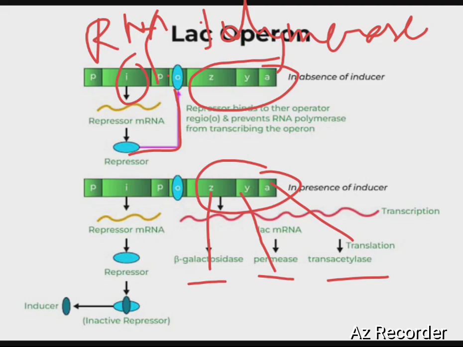Then what does lac A do? It is the gene lac A, which codes for the enzyme thiogalactoside transacetylase. Basically, its function is a little bit unknown.